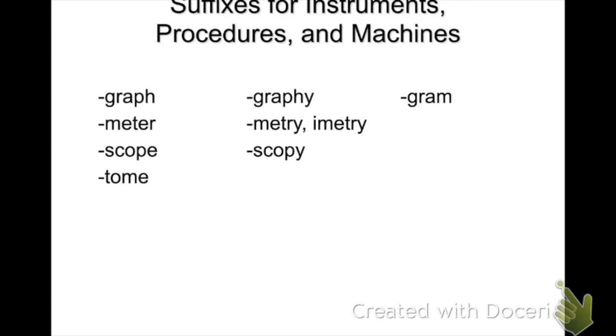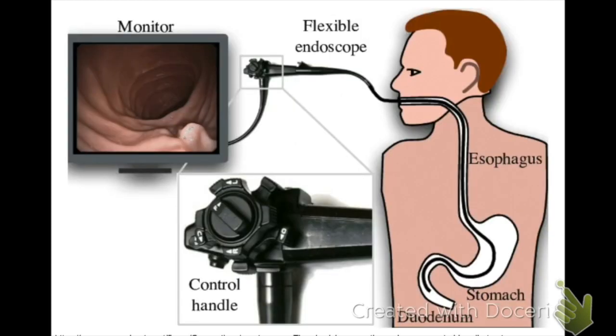Okay, and here are some suffixes that refer to some instruments that might be used. We already had an example of graph or graphy. That's a printed out record, so like electrocardiography or electrocardiograph. Meter or metry, scope or scopy. Tome is an instrument, usually to cut. So all of these are mostly referring to some sort of instrument.